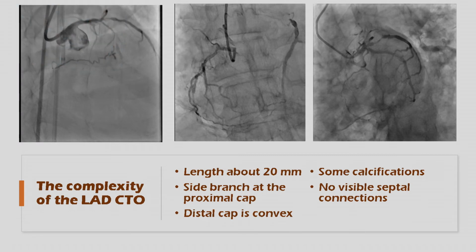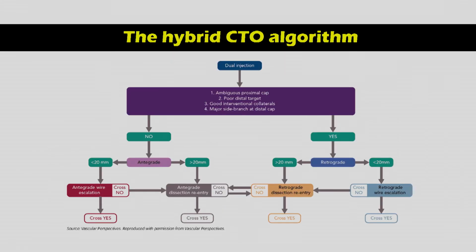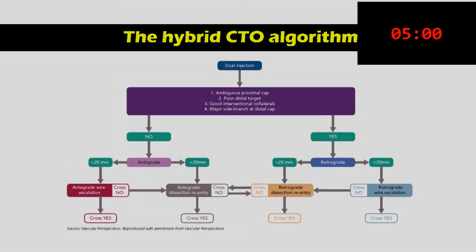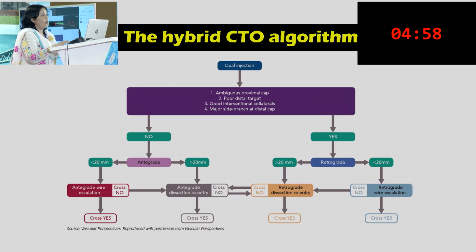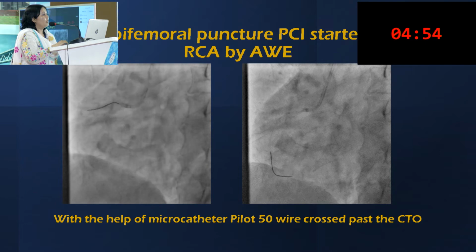There was some complexity about the LAD CTO as its length was 20 mm, there was a side branch at the proximal cap, the distal cap was convex, there was some calcification and there was no appropriate interventional collateral. So according to the hybrid algorithm, antegrade wire escalation strategy was taken and PCI was started with RCA.